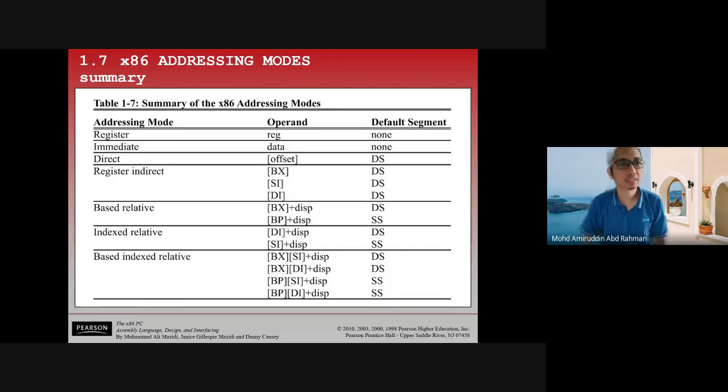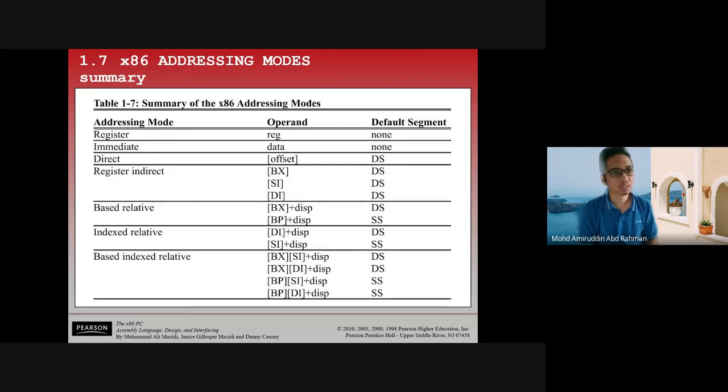And then this is the summary of the x86 addressing modes. For addressing mode register, the operand is reg, and immediate is data. Default segment, there is no default segment. For direct, the operand is in the bracket, offset, and DS is the default segment.